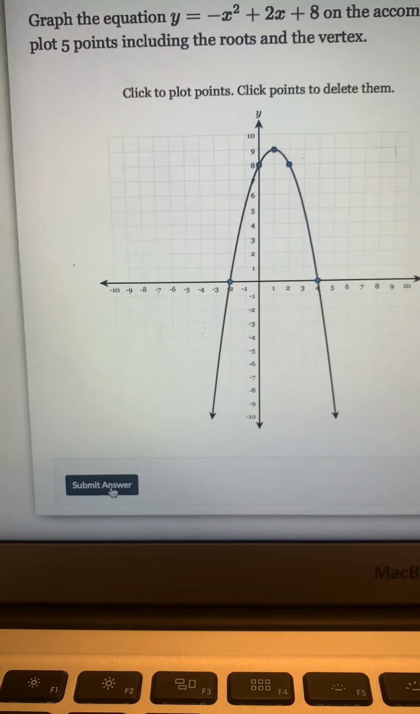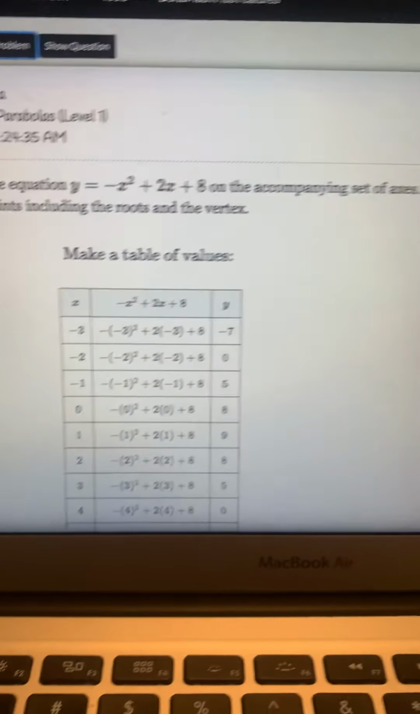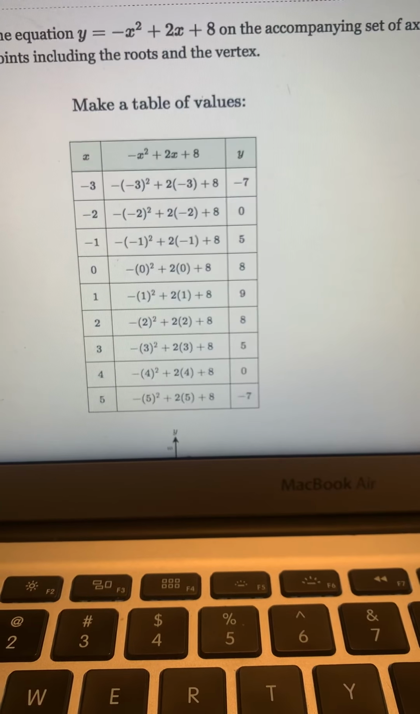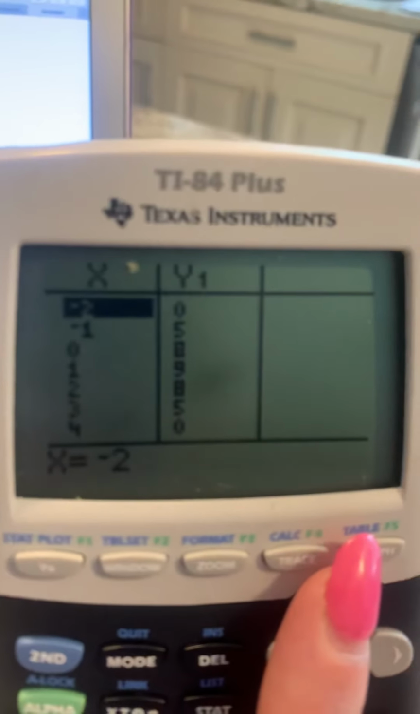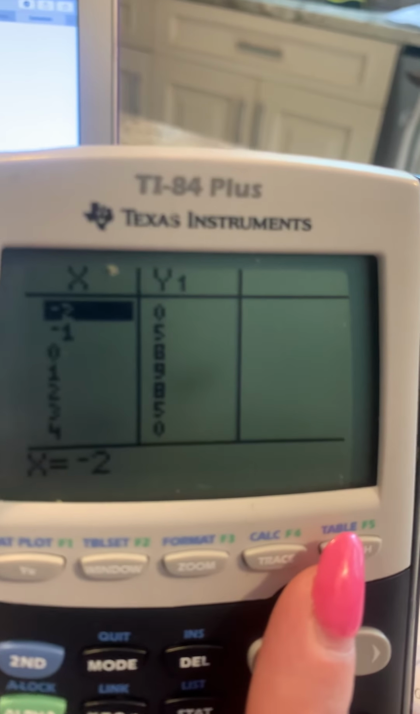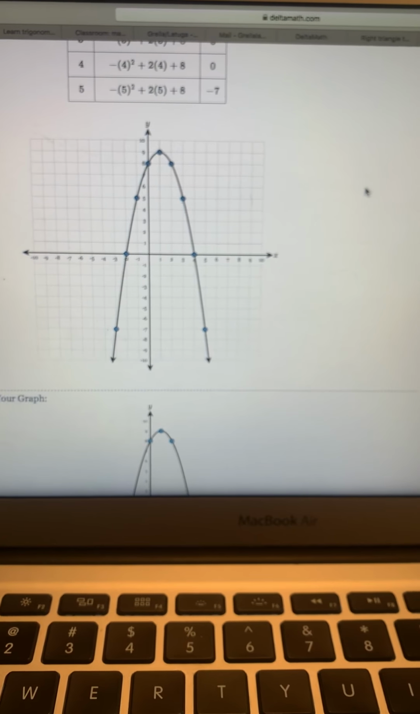All right, let me submit. I'm sure I want to submit it. And that's correct. And here's my table of values, which is what you saw basically here. It's just they did it without a graphing calculator. The graphing calculator actually makes it a lot quicker to get the table rather than doing all this work. And then there's our points.